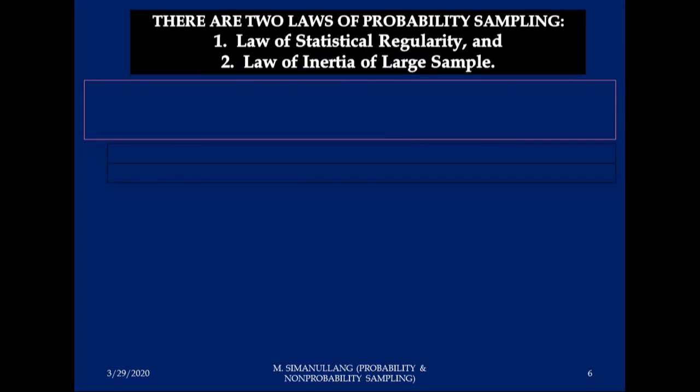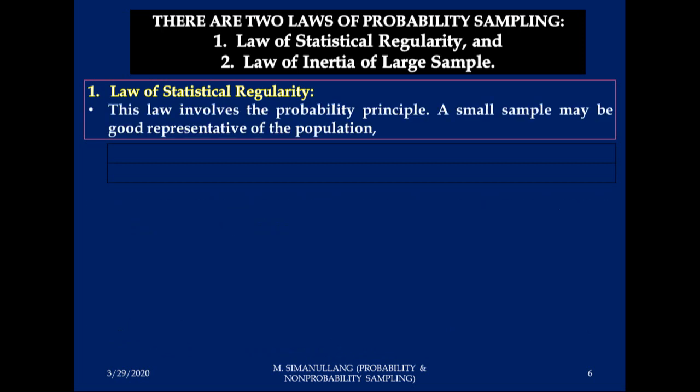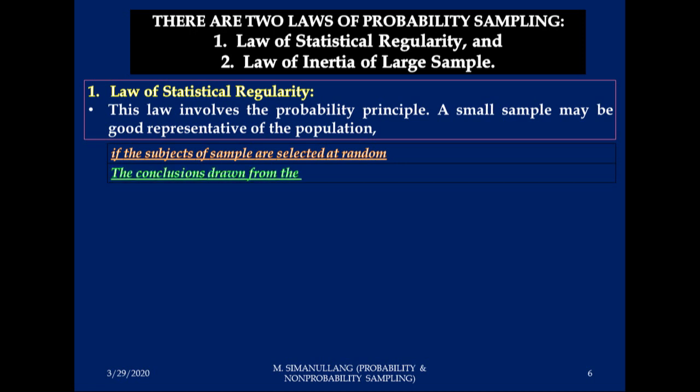Next, there are two laws of probability sampling. The first point is the law of statistical regularity, and the second law is the law of inertia of large sample. Law of statistical regularity means this law involves the probability principle, in which a small sample may be a good representative of the population. It can be done if the subjects of the sample are selected at random or by randomization, and also the conclusions drawn from the sample may be generalized for the population.